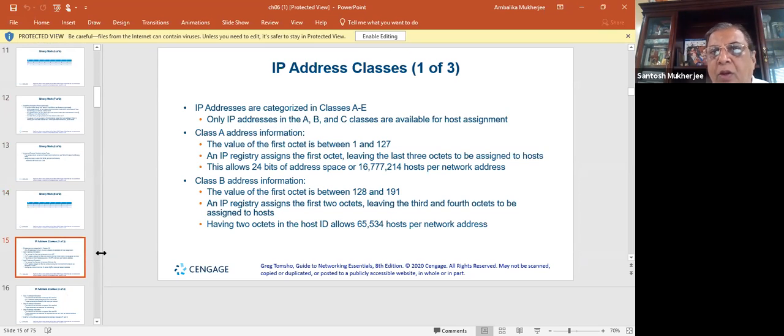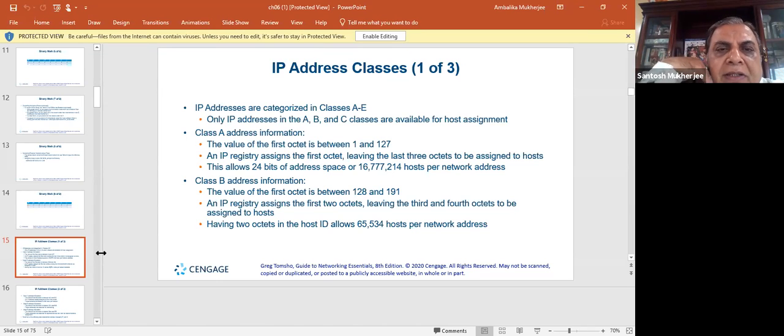Now, IP address classes. What are the IP address classes? How the IP addresses are classed. IP addresses are categorized in classes A to E. Only IP addresses in the A, B, C classes are available for host assignment. Means IP addresses are classed into different parts, like the hosts will have A, B classes.